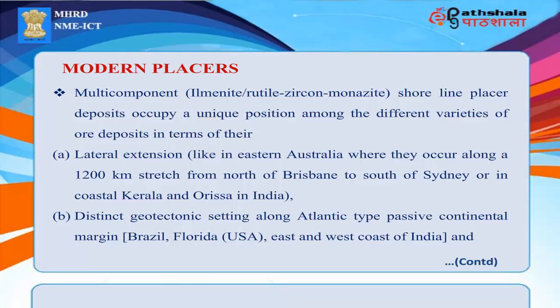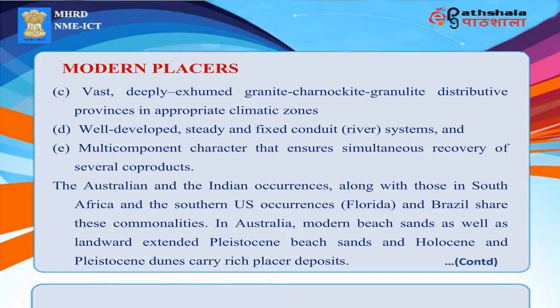Multi-component shoreline placer deposits occupy a unique position among the different varieties of ore deposits in terms of their lateral extent, like in eastern Australia, where they occur along a 1,200 kilometer stretch from north of Brisbane to south of Sydney, or in the coastal Kerala and Orissa in India. B. Distinct geotectonic setting along Atlantic type passive continental margin, like in Brazil, Florida, east and west coast of India, and C. Vast, deeply exhumed granite, charnockite, granulite provenance in appropriate climatic zones. D. Well-developed, steady and fixed conduit systems. And E. Multi-component character that ensures simultaneous recovery of several co-products.